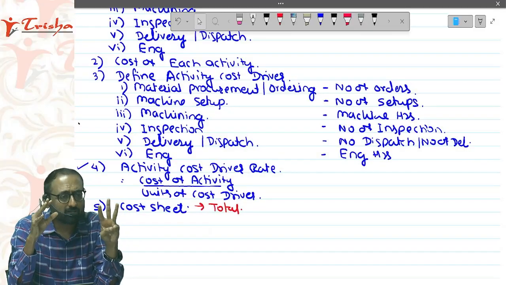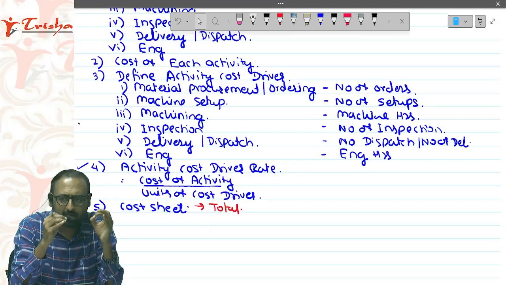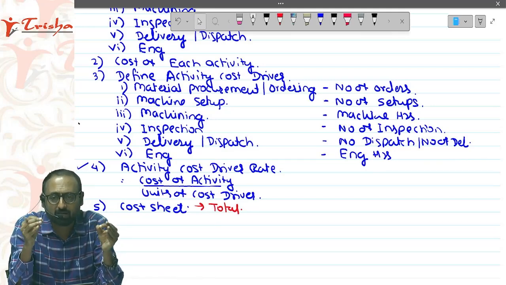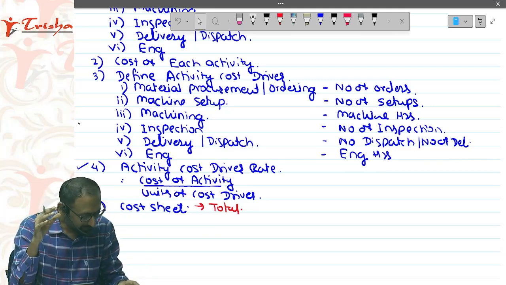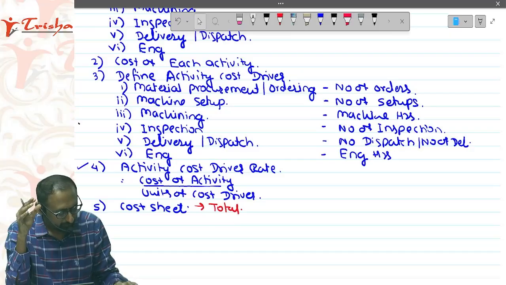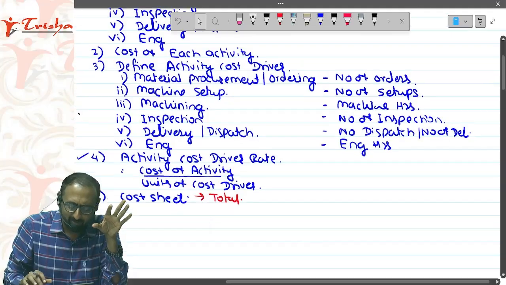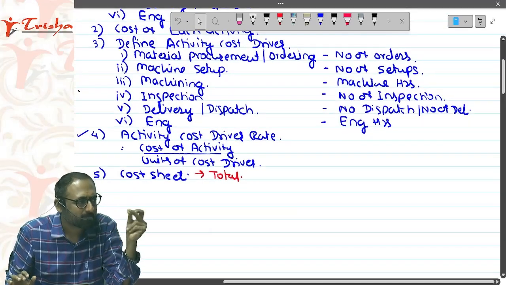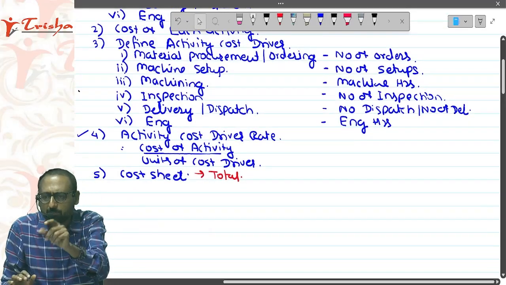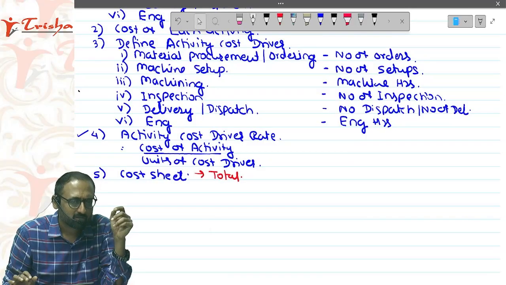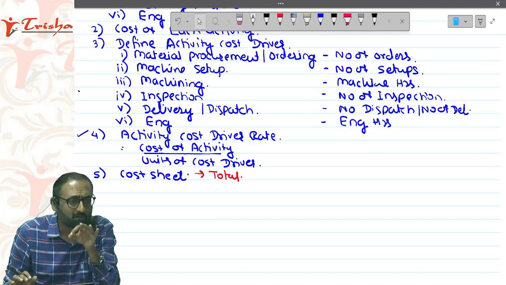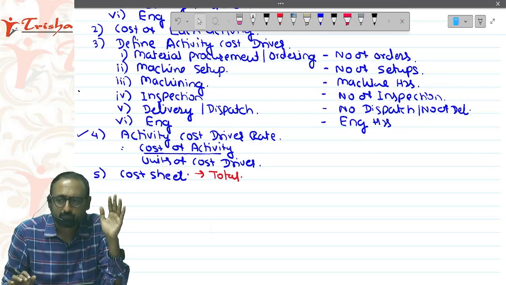Now step number 3, very important: define appropriate activity cost driver. You will have to remember this appropriate cost driver and use it in every question. Ordering cost is dependent on number of orders. Machine setup cost is dependent on number of setups carried out.